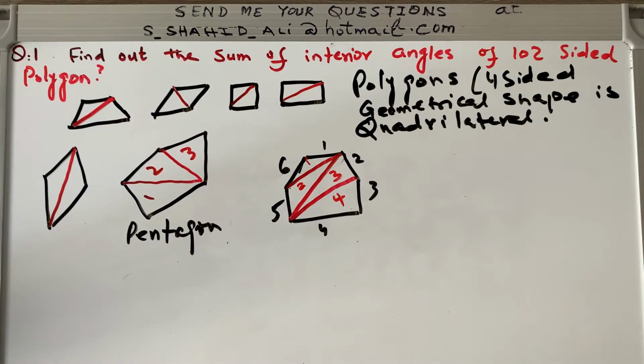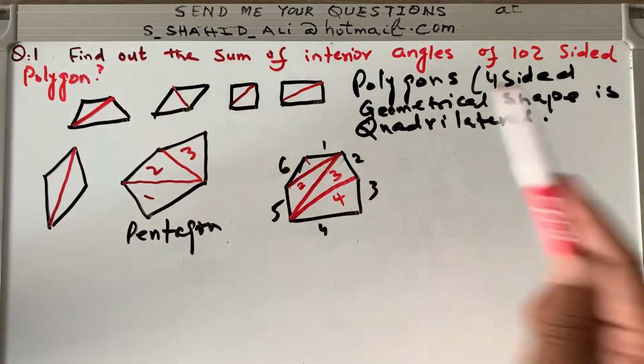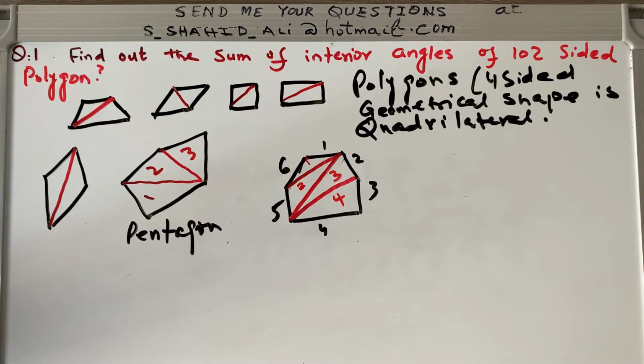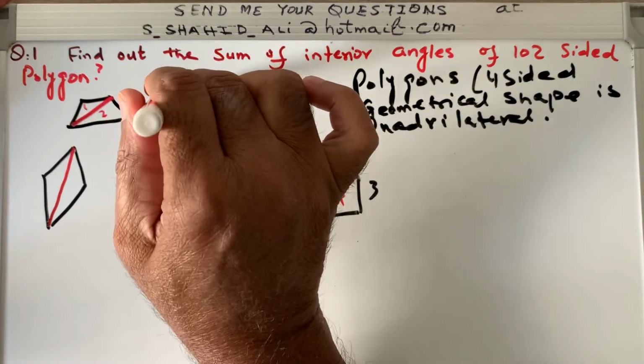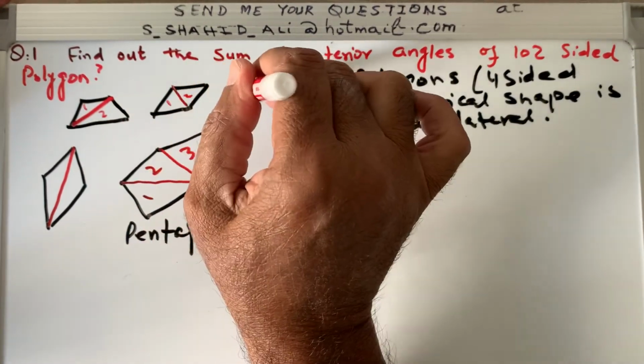So what are we heading to? We are heading to defining the number of interior angles of any polygon, and then we see how to get the sum of interior angles of any polygon. Here in my question, find out the sum of the interior angles of a 102-sided polygon. So we are approaching the formula for the sum of the interior angles of any polygon. These are four-sided polygons, and we have seen that in quadrilaterals we have two triangles.